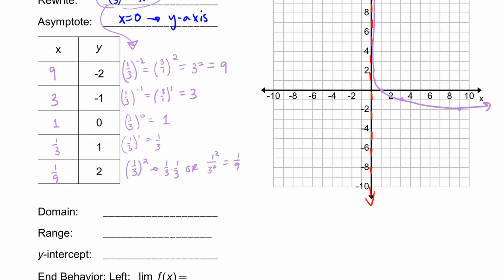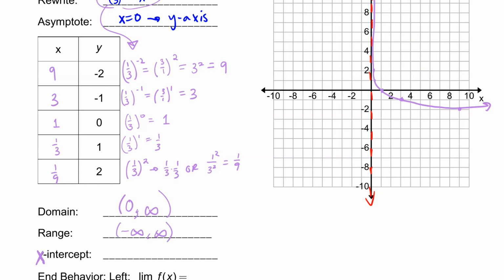All right, domain. Let's start with Shane. What's the domain of this function? Domain is 0, comma, infinity, right? It's not defined from 0 to our asymptote, but everything greater than 0 is included. All right, Danny, what about the range? The y values.